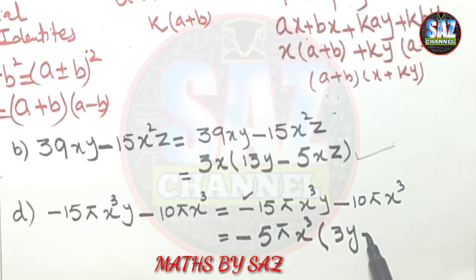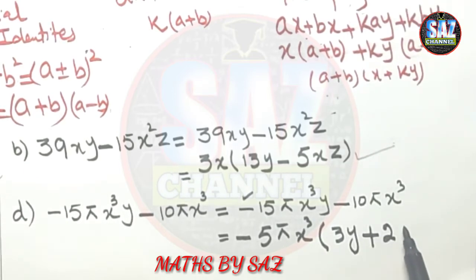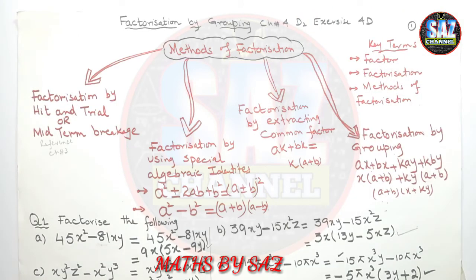Coming to the second part, as I have extracted the minus sign, I will mark a positive sign here. And 5 how many times is 10? 2. And pi and x cube are already out, so 3y plus 2. I hope you are clear about all these questions. For the next difficulty level, please catch me in the next class.